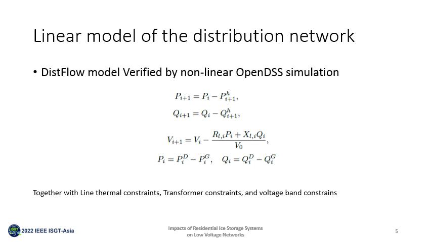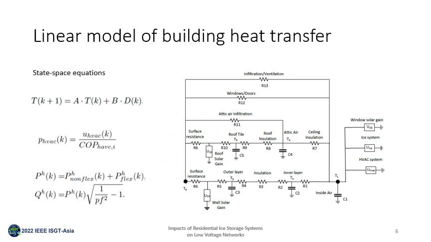So we have different nodes on the network. This is a linear model in a sense, and we have also the active power and reactive power, and the voltages of the network. In addition to these constraints, we also have the thermal constraints and transformer constraints and voltage band constraints.